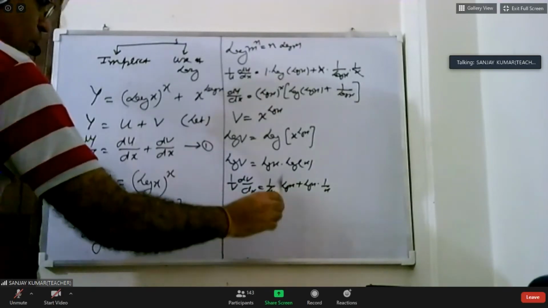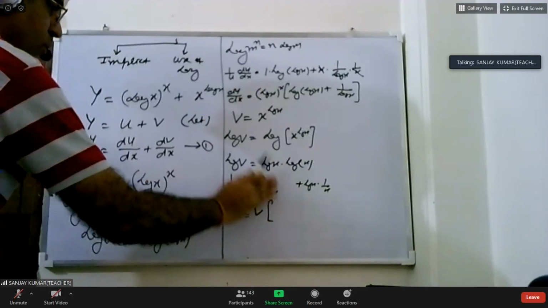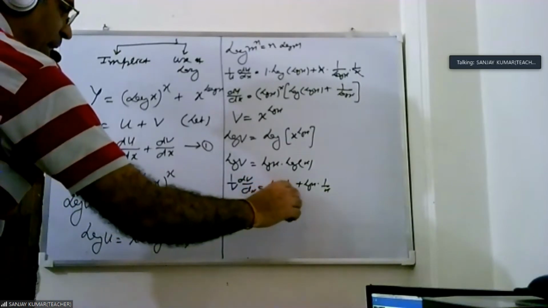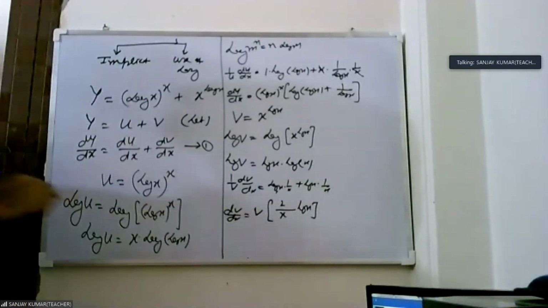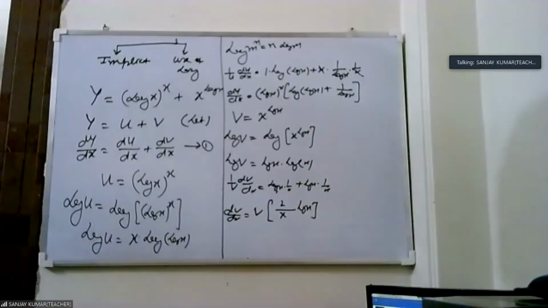v into 1 by x, sorry, log x into 1 by x. So this is 2 by x log x. Now we put both the values in the first equation.